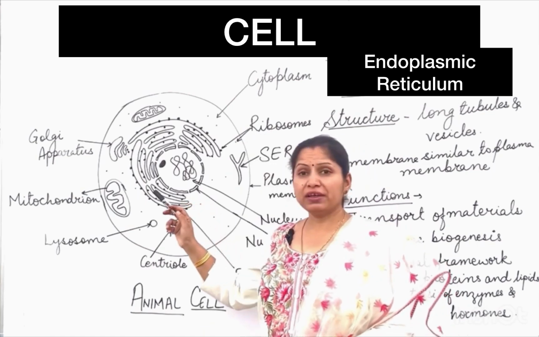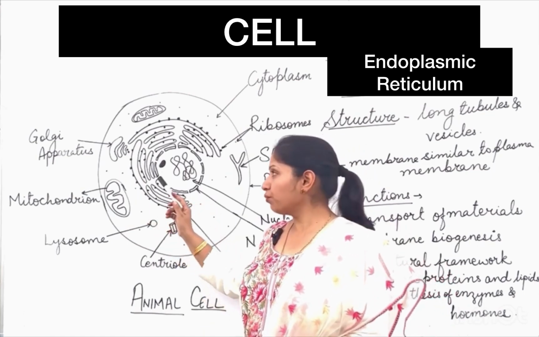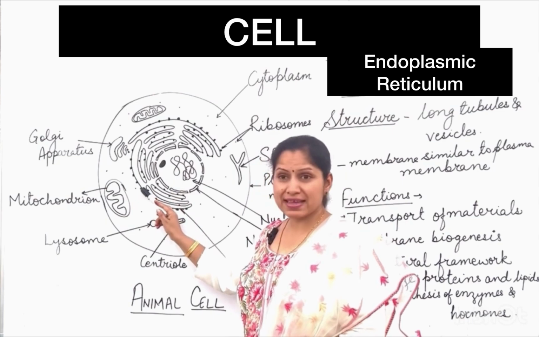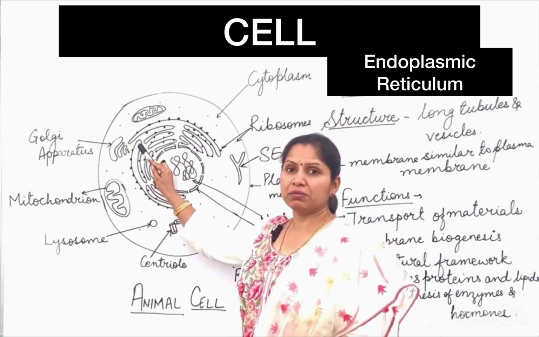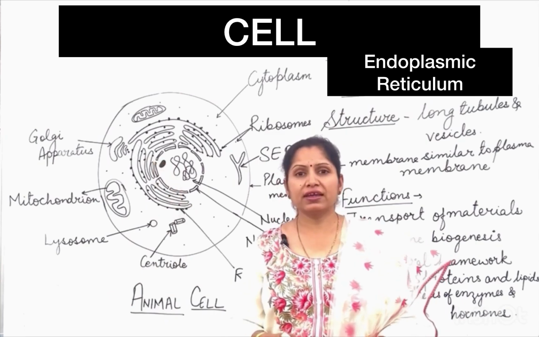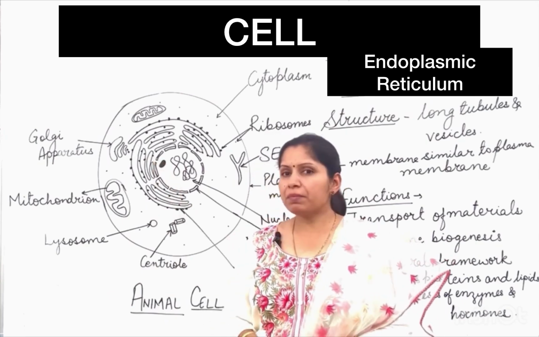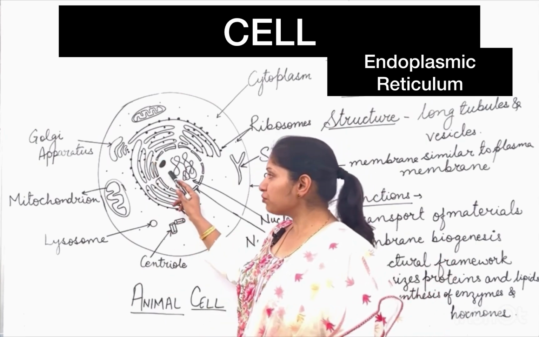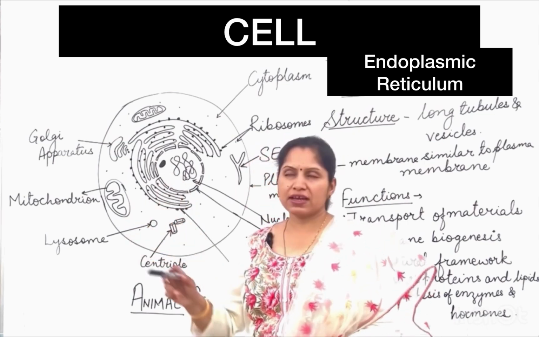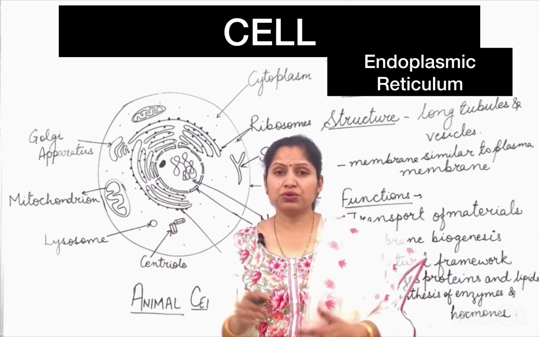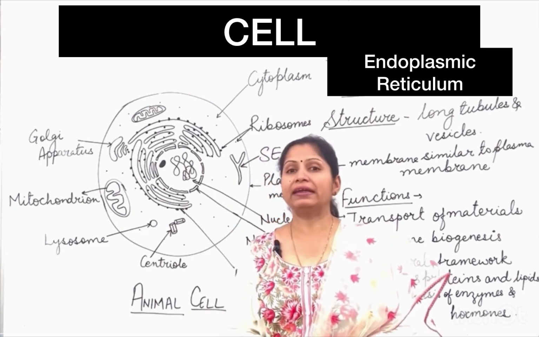Endoplasmic reticulum helps in the transportation of material from the nucleus to the cytoplasm, and from one part of the cytoplasm to another part of the cytoplasm when things have to be transported. Apart from that, when things have to be transferred from the nucleus up to the plasma membrane, then also this endoplasmic reticulum is going to help in the transport of material.